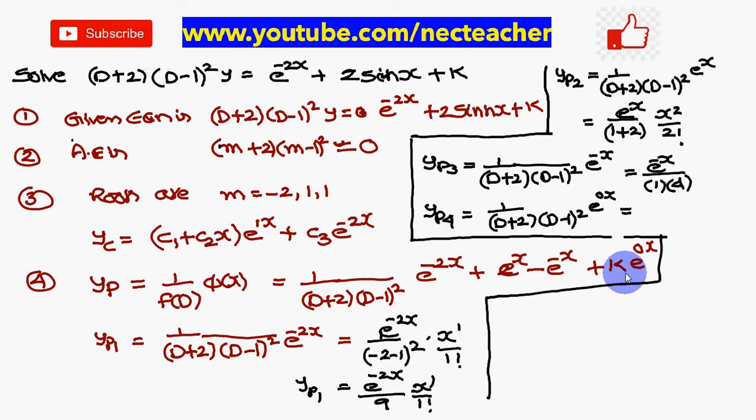Next, yp4, k into e power 0x. So e power 0x means the x coefficient is 0. In place of D you substitute 0. What happens? 2. Here you are going to get minus 1. Therefore 1 by minus 2.